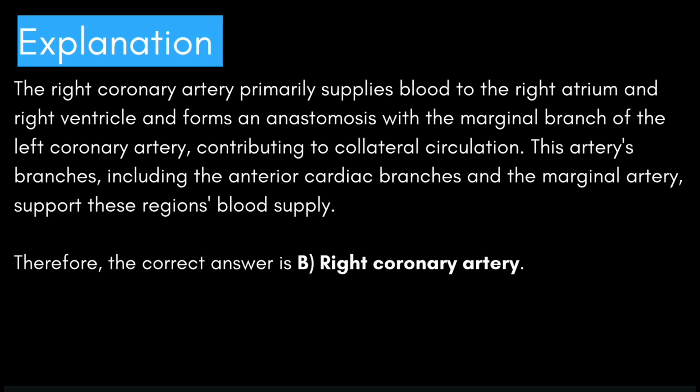The right coronary artery primarily supplies blood to the right atrium and right ventricle and forms an anastomosis with the marginal branch of the left coronary artery, contributing to collateral circulation. This artery's branches, including the anterior cardiac branches and the marginal artery, support these regions' blood supply. Therefore, the correct answer is B, right coronary artery. Let's go and see why the other answer choices are incorrect.